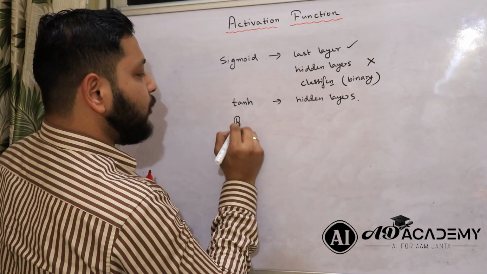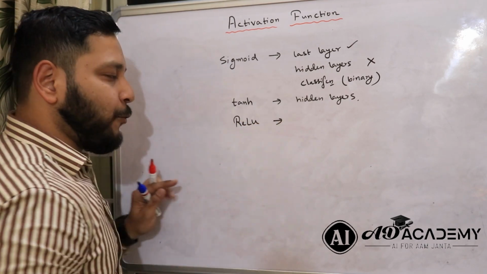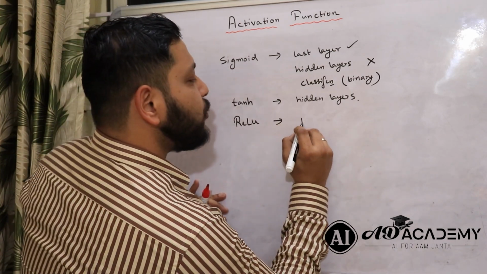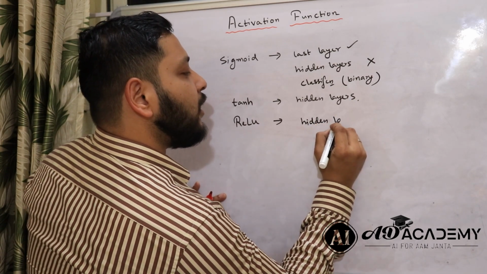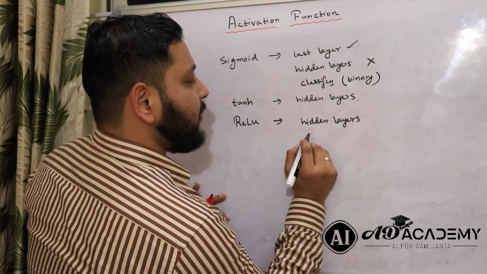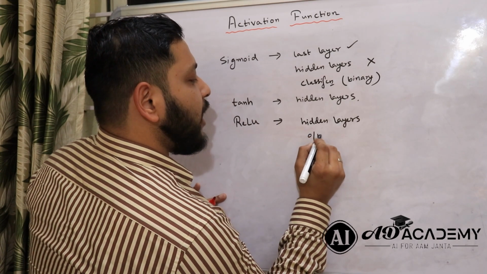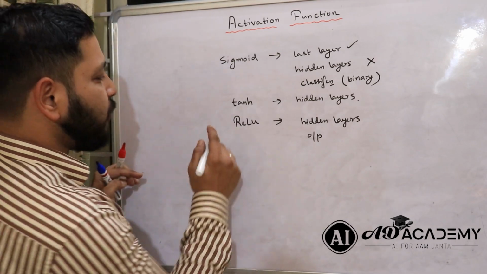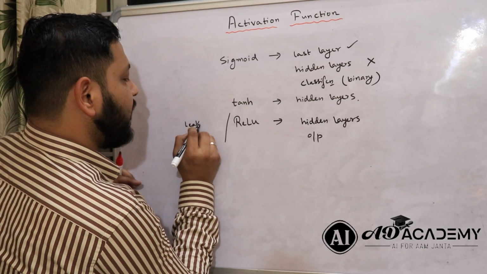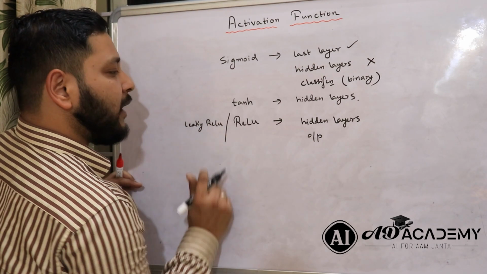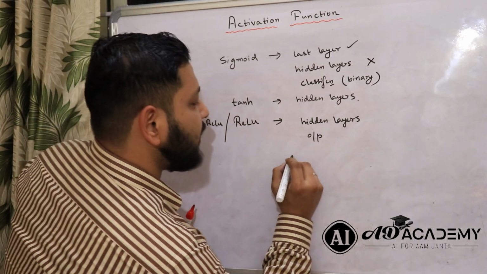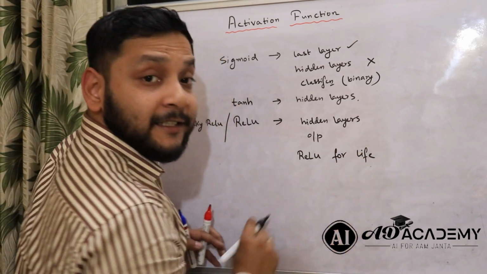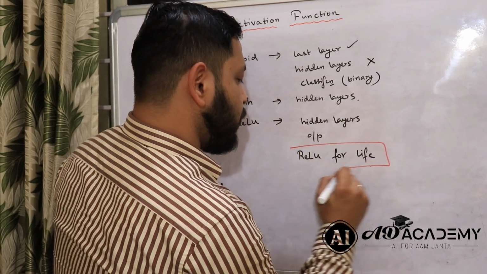Okay, now ReLU. This is a very wonderful activation function. We can use ReLU everywhere. It can be used in hidden layers, and also it can be used in the output layer or the last hidden layers also. It can be used everywhere, because ReLU, or you can also say leaky ReLU, because it is better than the ReLU. You can use it everywhere. Like we can say, ReLU for life.